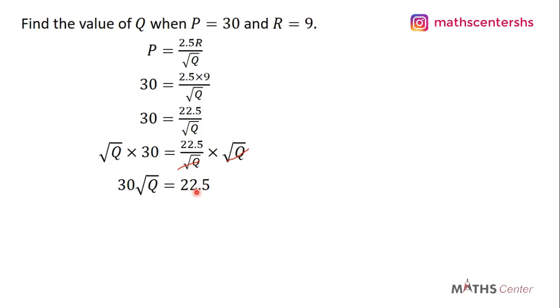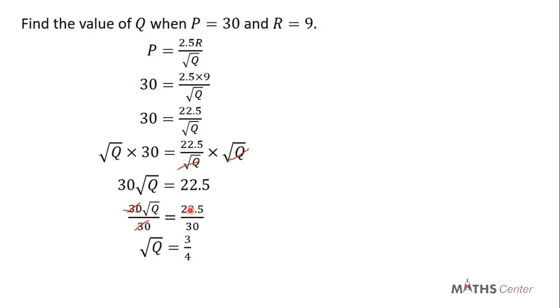And this is equal to 22.5. So I will divide the left hand side here by 30 and the right hand side by 30. When we do that, 30 will cancel 30. That means that square root of Q will be equal to 22.5 divided by 30, which is 3 divided by 4. So we have square root of Q is equal to 3 divided by 4.